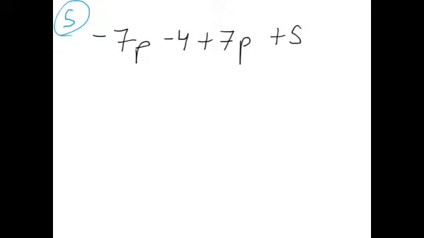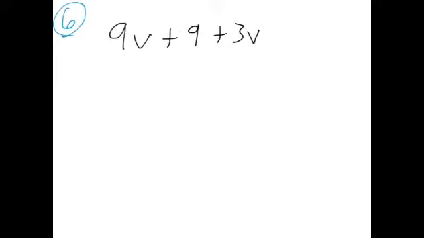On this one, we finally have more than just two different terms we need to combine. Here we've got p's that combine, and then non-p's that combine. Negative 7 plus positive 7 is going to give you 0, so there's like 0p. And then negative 4 plus 5 is 1. So really we have 0p plus 1, which is just 1. 0p is just 0.